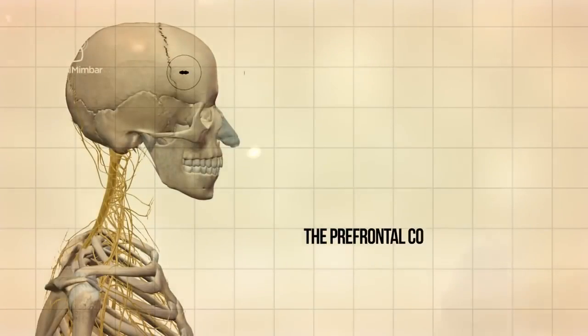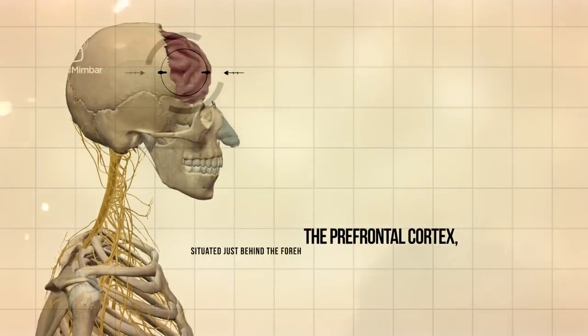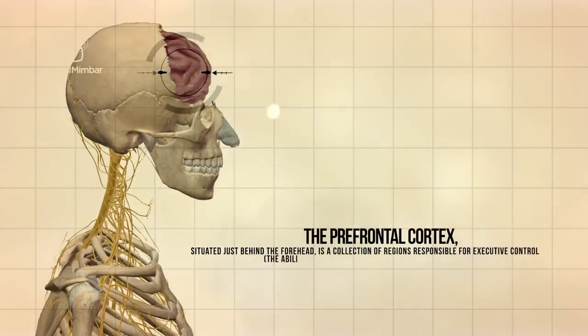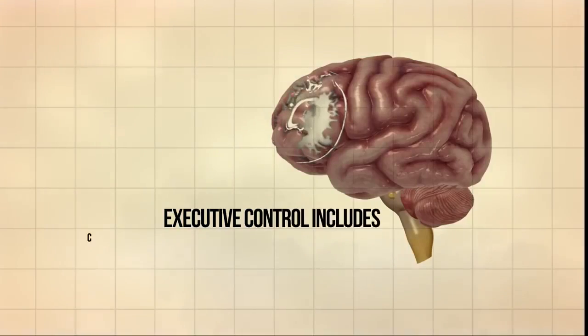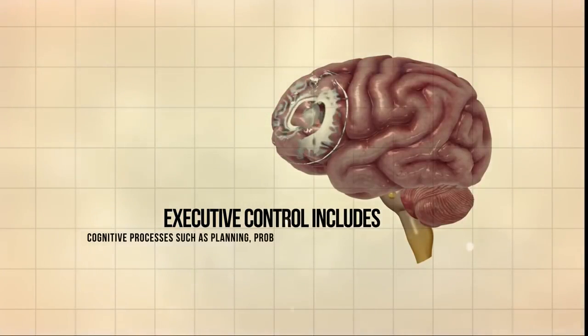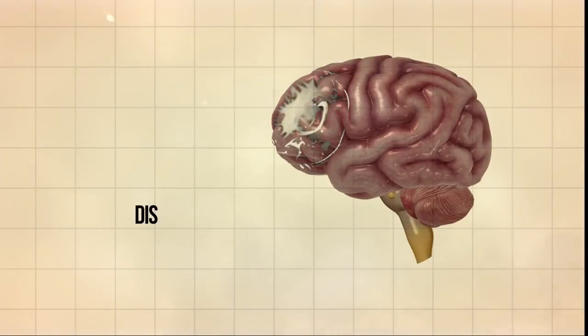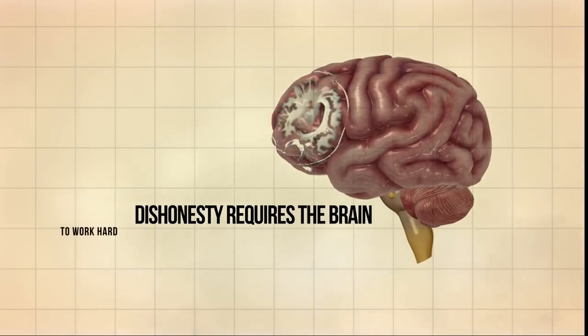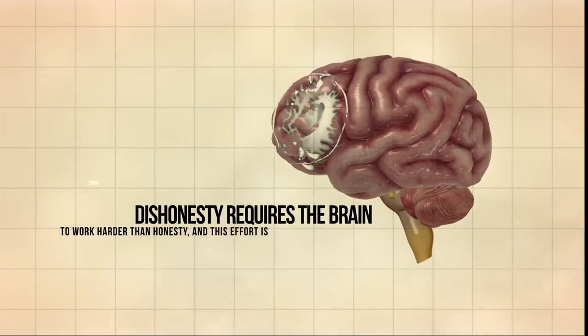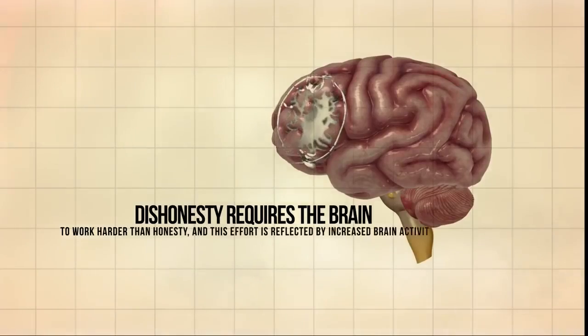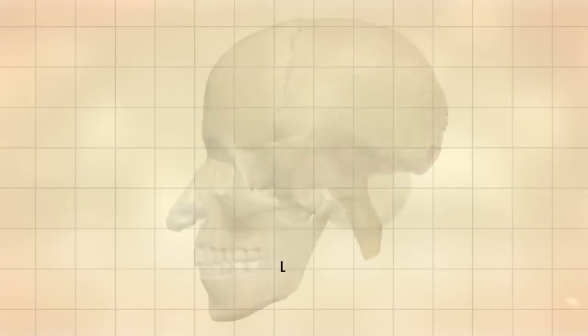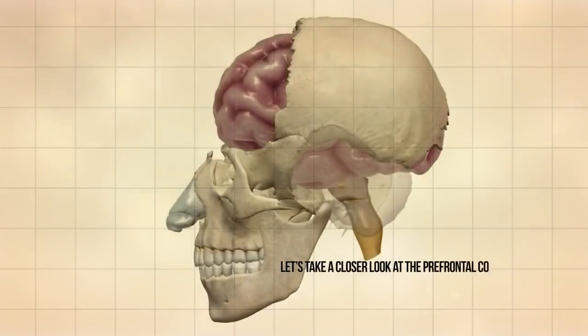The prefrontal cortex, situated just behind the forehead, is a collection of regions responsible for executive control, the ability to regulate thoughts or actions to achieve goals. Executive control includes cognitive processes such as planning, problem solving, and attention, all important components of deception. Dishonesty requires the brain to work harder than honesty, and this effort is reflected by increased brain activity. Let's take a closer look at the prefrontal cortex subdivisions.